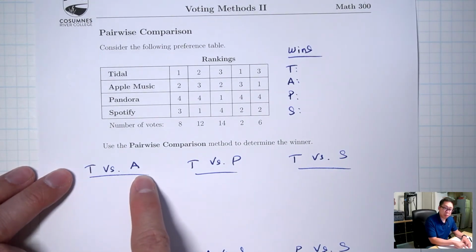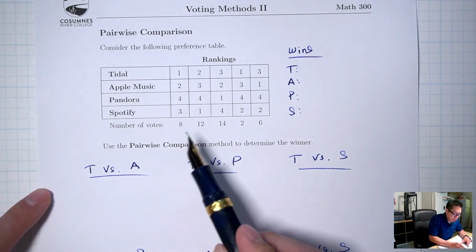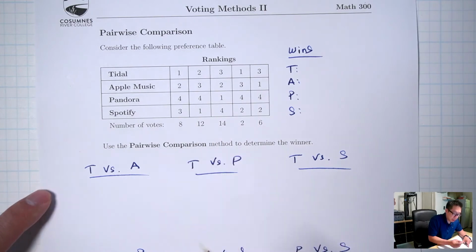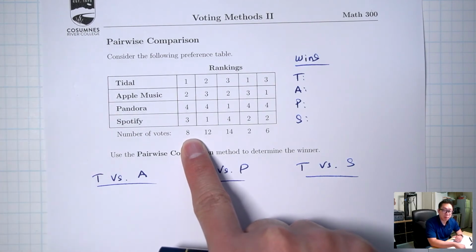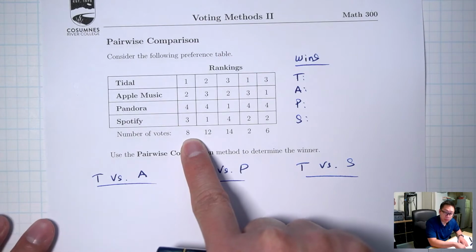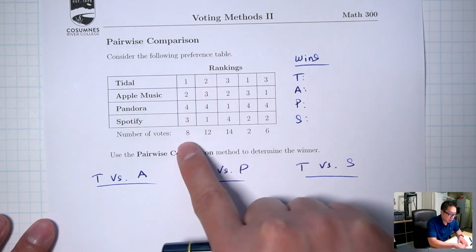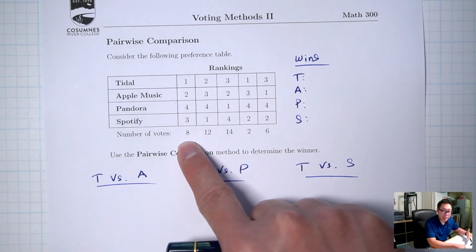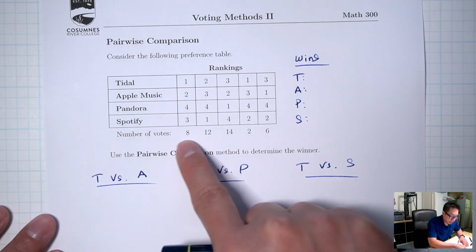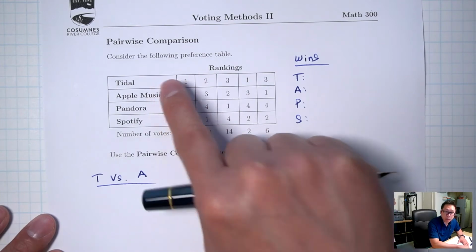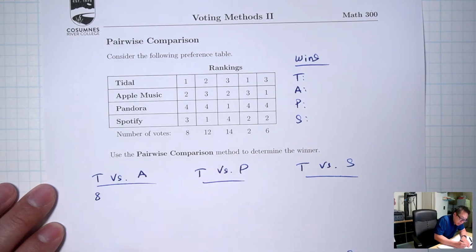If there was only Tidal versus Apple, who would win? The way you figure that out is you go through each of these groups of people. So these 8 people, if it were just Tidal versus Apple, who would they pick? Tidal is 1, Apple is 2. The lower the rank means that they prefer that streaming service more, so you want to look for the lower rank. These 8 people, 1 versus 2, prefer Tidal. So these 8 people are all going to vote for Tidal, and I'm going to put 8 under Tidal.